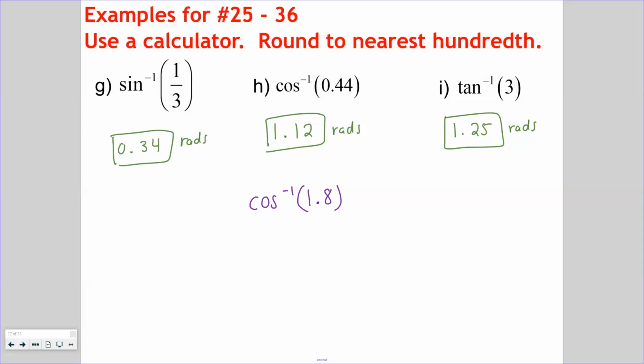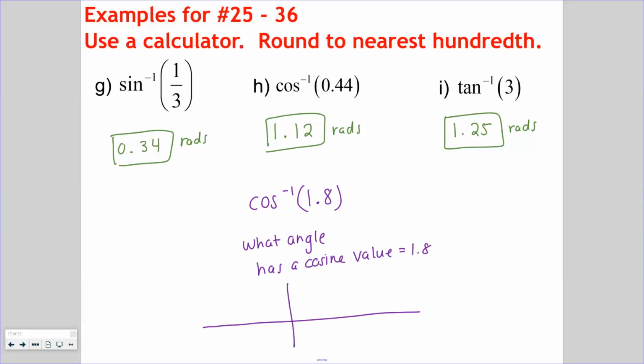So here's what's going on, right? There's no answer here. The inverse cosine of 1.8. So this question is asking us what angle, because it's inverse cosine, our final answer is going to be angle, what angle has a cosine value equal to 1.8? Okay, that is at the core what this problem is asking.